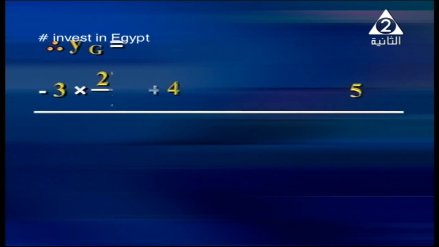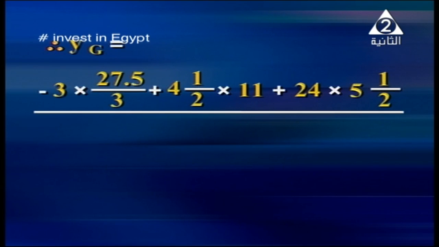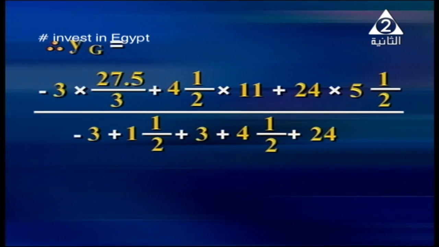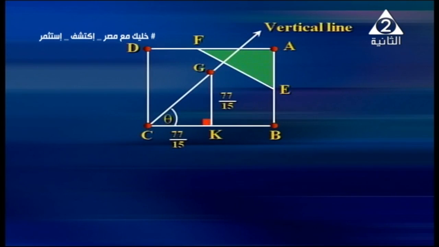Look at yg by using the same method. Multiply mass times the coordinates of y. Negative 3 times 27.5 over 3 plus 4.5 times 11 plus 24 times 5.5 over the sum of all masses. Then the answer is 77 over 15. This is the center of gravity.